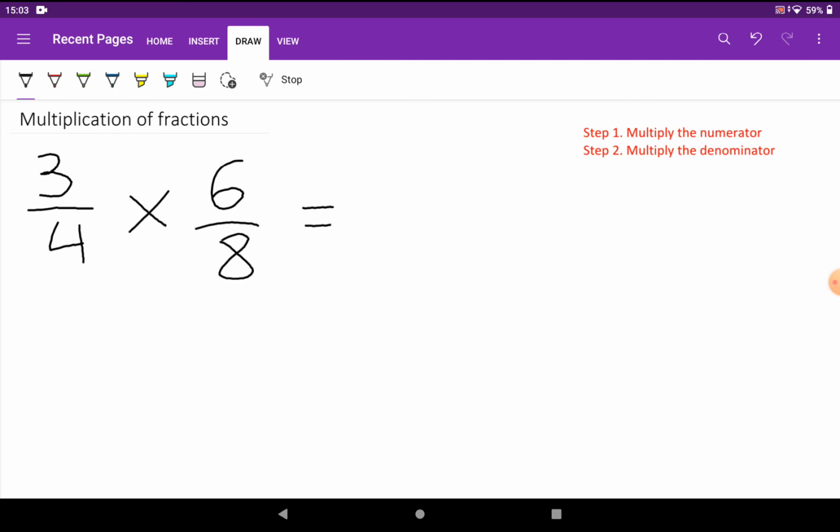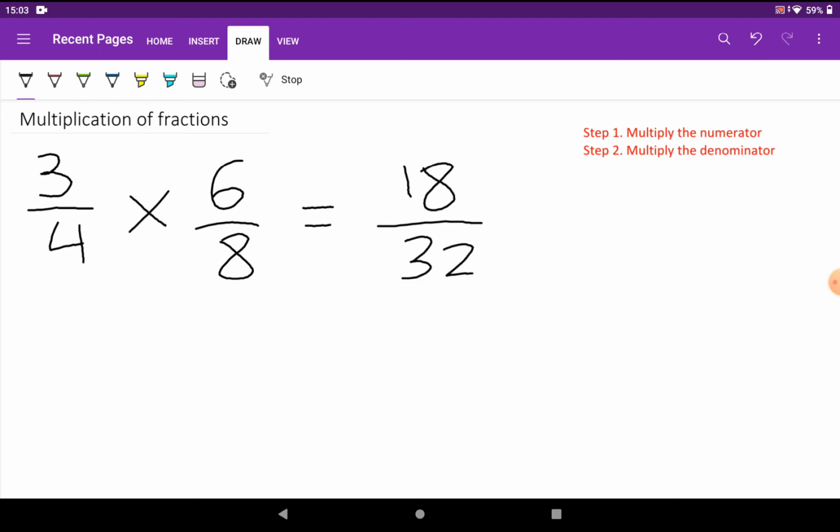Okay, so let's perform step one. We've got to multiply the numerators. The numerator is 3 for the first fraction, which is the top portion, and 6 for the second fraction. So you go 3 times 6, which equals 18, divided by 4 times 8, which is 32.